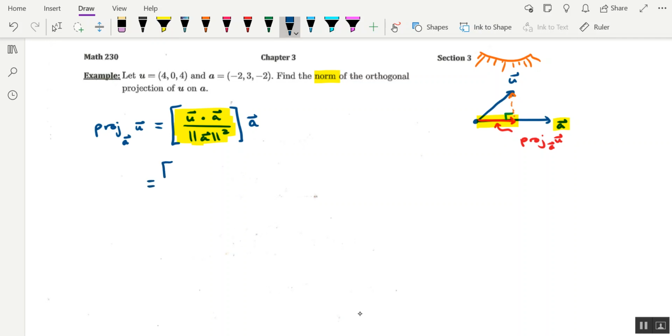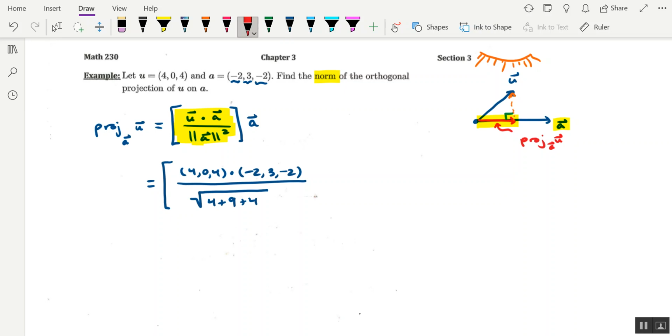Alright, marching on forward. Let's bring in all these vectors. Vector U, 4, 0, 4, dotted with the vector A, -2, 3, -2. And then the norm of A: we'll have to square -2 to get 4, add the square of 3 to get 9, add the square of -2 to get 4 again. Now don't forget, there is that power of 2, which will go on the square root, eventually canceling it out. And now the components of A, -2, 3, and -2.